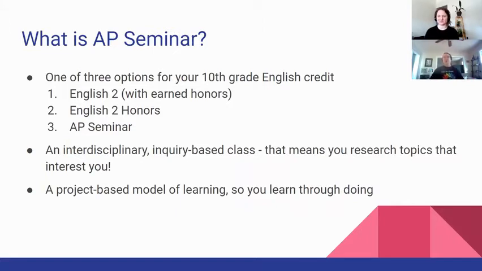And so you might be researching topics that are science-y. You might be researching topics that are more social studies-based or history-based. But you get to pick a majority of what you research throughout the course of the year. And it's a project-based model of learning so that you get to learn by doing. And so most of the year is spent doing these performance tasks that are part of your AP score.